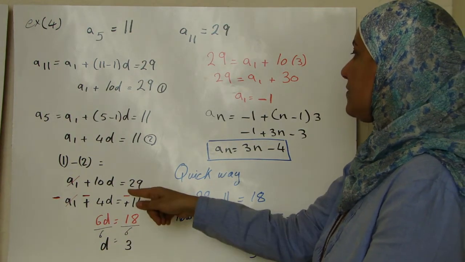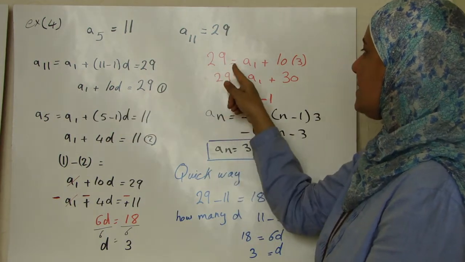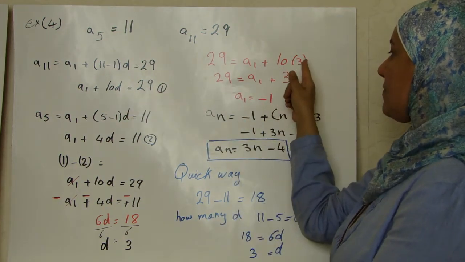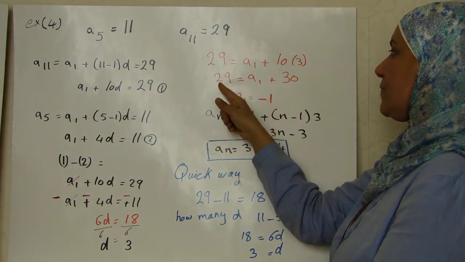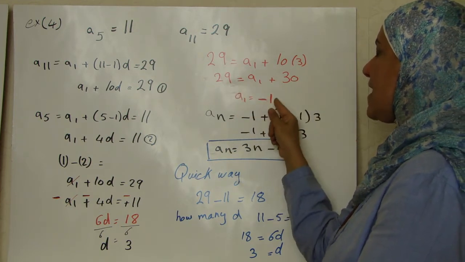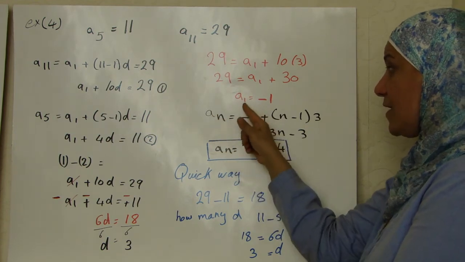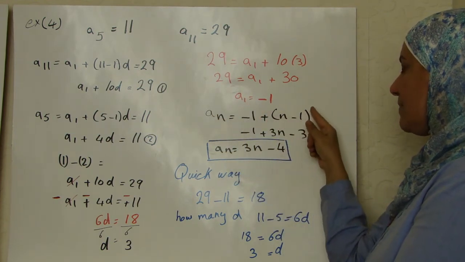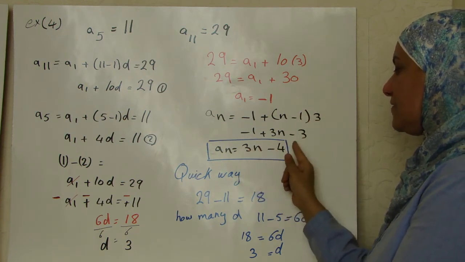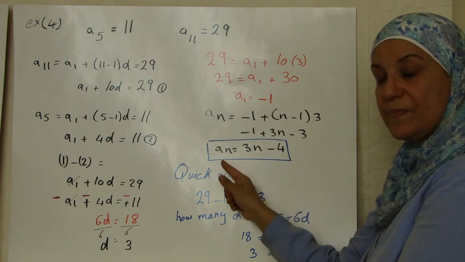And then I'm going to substitute in this equation, 29 equals a1 plus 10d. I know the d now, so I'm going to substitute with the 3. I get 29 equals a1 plus 30. So my a1 equals minus 1. So my real equation is a_n equals minus 1 plus n minus 1 multiplied by 3. 3n minus 3, 3n minus 4. That is your final rule.